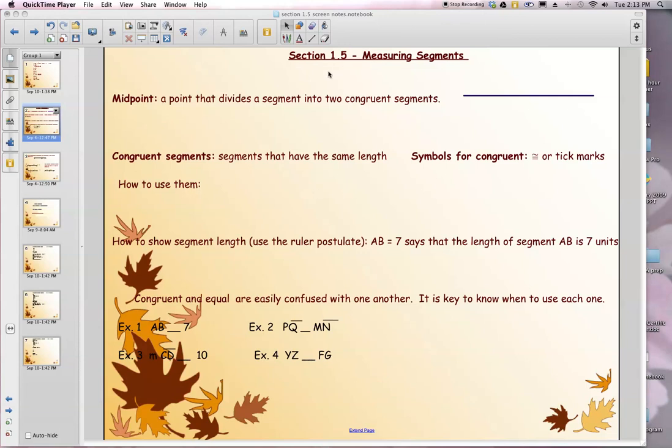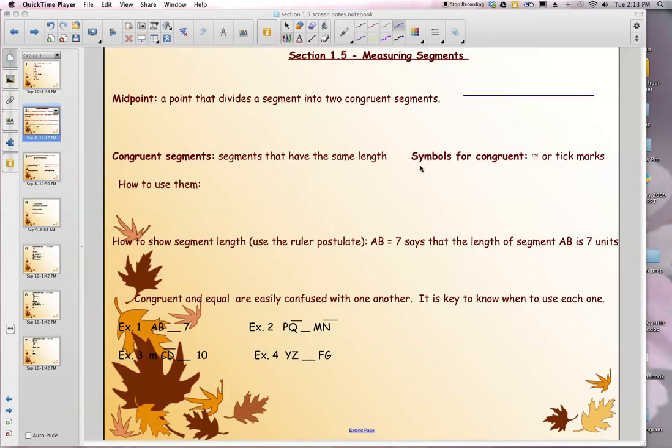Section 1.5 is on measuring segments. Remember that we can't measure lines or rays, but we can measure segments. There are different ways that we have of measuring segments and of showing how we measure segments. One of the first things that you're going to have to know is a word called the midpoint. It's a point that divides a segment into two congruent smaller segments.